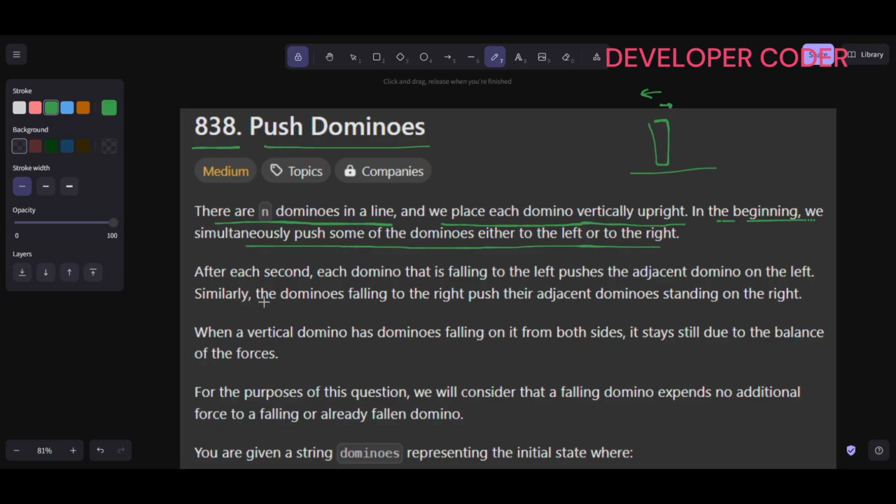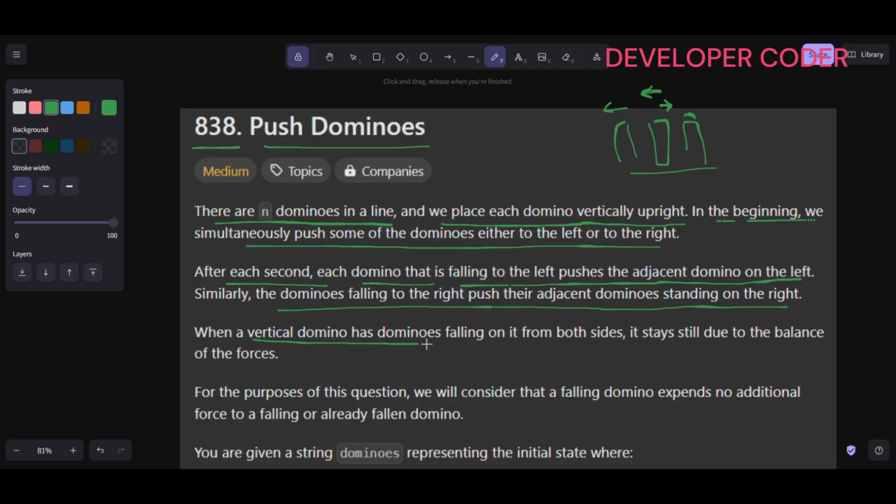In the beginning, we simultaneously push some of the dominoes either to the left or to the right. After each second, each domino that is falling to the left pushes the adjacent dominoes on the left. So if there is one domino here, it is going to push that domino to the left also, if this domino is pushing towards the left side. Similarly, the dominoes falling to the right push their adjacent dominoes standing on the right. So if there is any other domino which is just standing on the right, and if this domino is pushing to the right, then this is also going to push in the right direction.